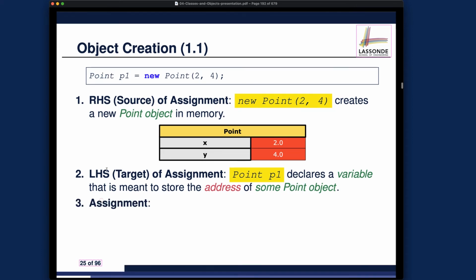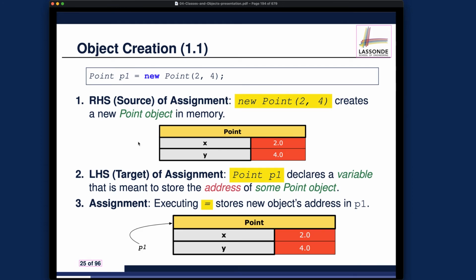And then number 3, the assignment, which is this part over here. In that case, we're going to store the address into it, right? And we might copy addresses around, which will result in aliasing. That's something I will speak about later. Okay, so you can think about the assignment here. It's really about p1 now storing the address of this particular object.